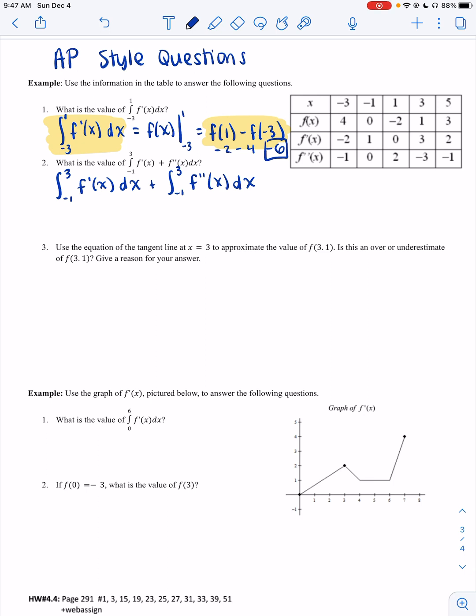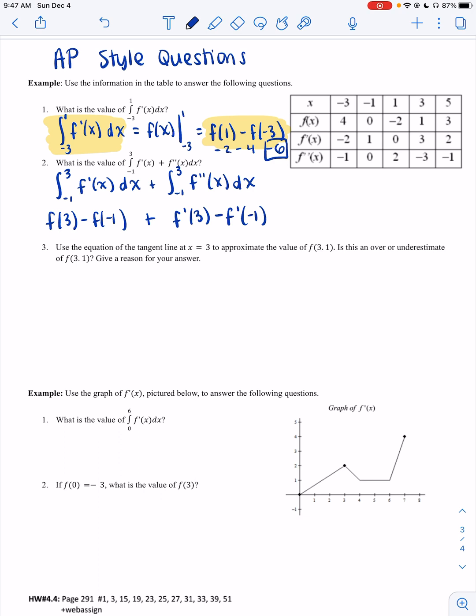For the first one, we just did that except with different upper and lower bounds. We're integrating f prime. That means we're going back to the function f. So this one's going to be f of 3 minus f of -1. That's the first one. And then for the second one, we're going backwards from f double prime. So the antiderivative of the second derivative would be the first derivative. And so we would have the first derivative evaluated at 3 minus the first derivative evaluated at -1. Then you would find each of those and see what you get.